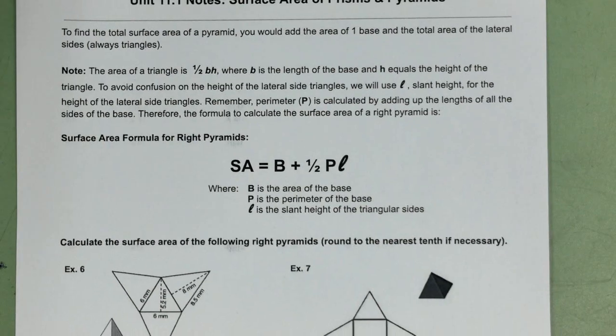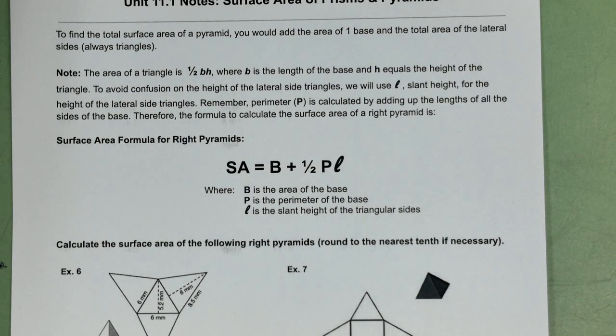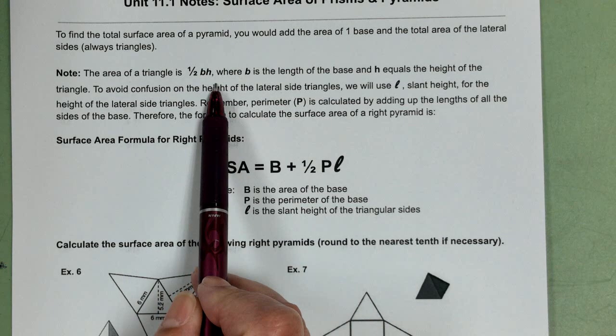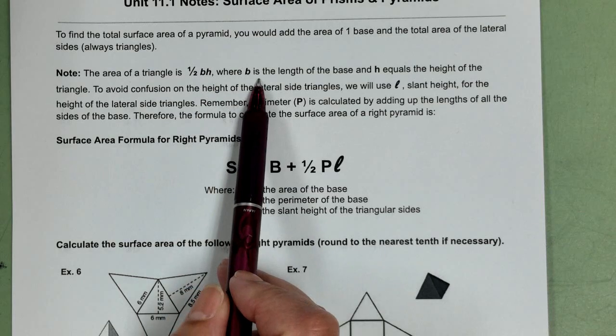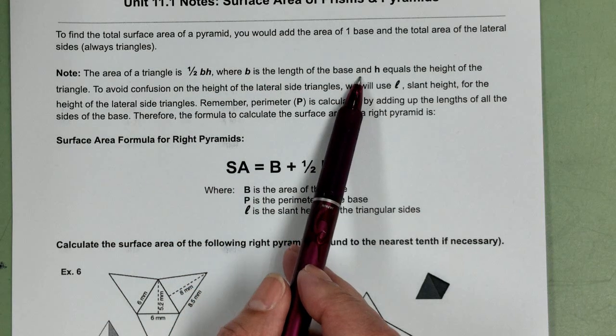To find the surface area of a pyramid, it's very similar to a prism. You find the area of the base, the total area of the lateral sides, which in this case are always going to be triangles, and you add them up together. Area of a triangle is 1/2 base times height. B is the base, H is the height of the triangle.